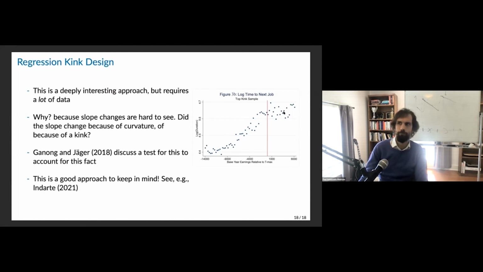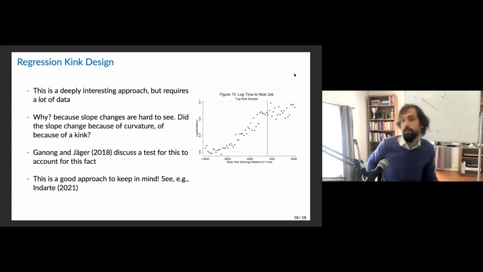Once you allow for a relatively flexible polynomial, there's no reason to think that this isn't just coming from something arbitrary. And so this Ganong and Jäger paper, which I mentioned last time, is really talking about exactly a test to account for this fact, really saying, look, we kind of have a sense of what the curvature of the function looks like relative to other settings. So this is a good approach to keep in mind. Both doing this test and thinking about it, I have to say I worry a little bit about there being enough power.